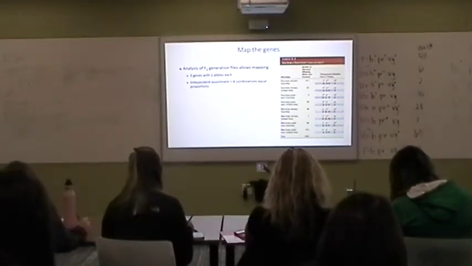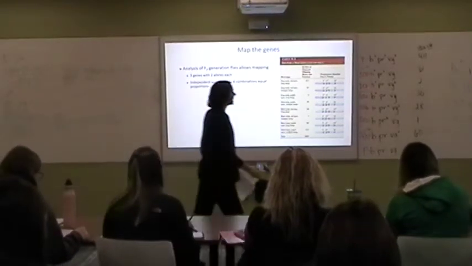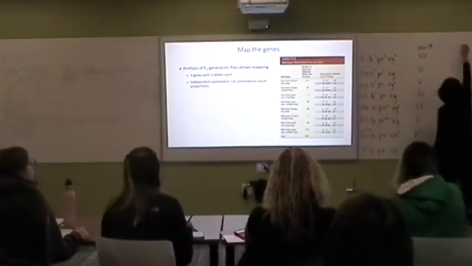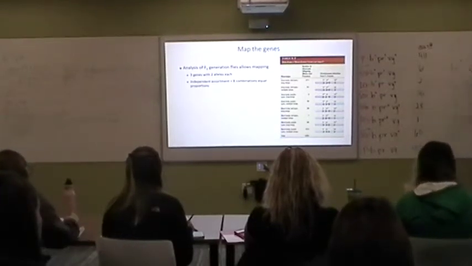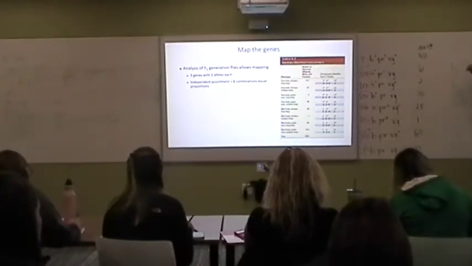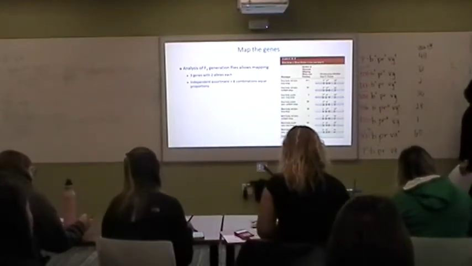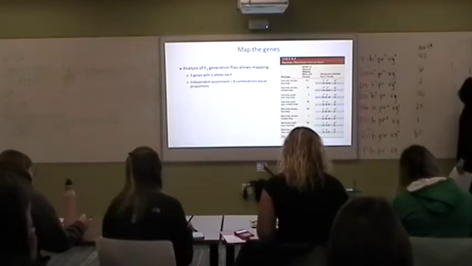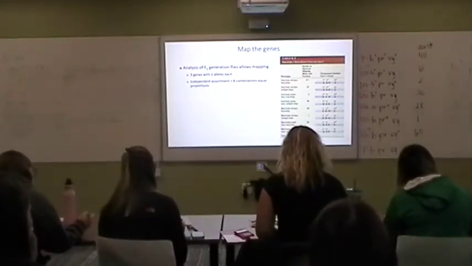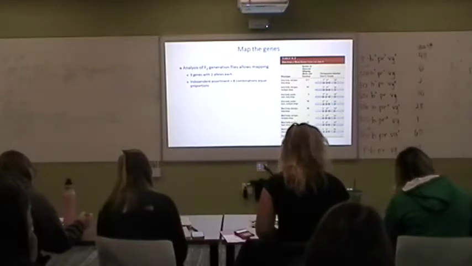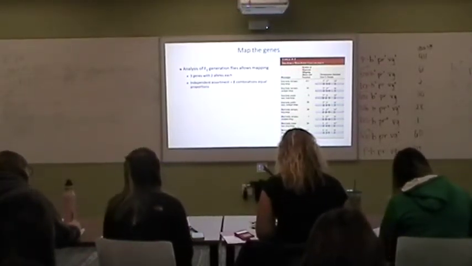So we now have the distances between our genes for the most part. I will always ask that you also give me the distance from B to VG. There's two ways to calculate that. You can add the distances between B and PR and PR and VG. So just add those two numbers together.